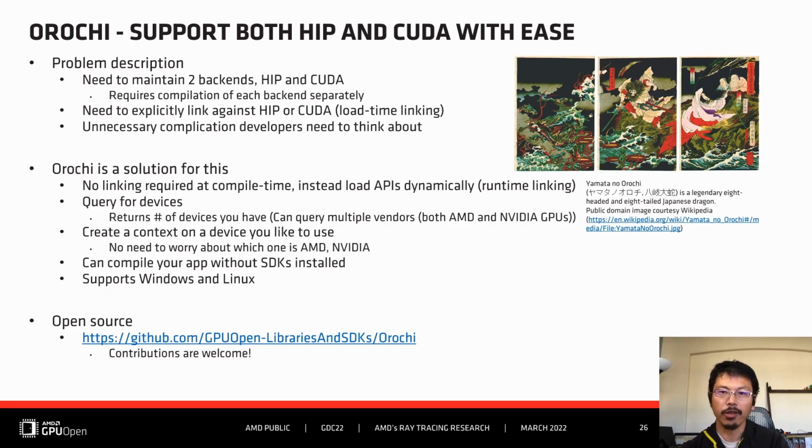And then making a context on the device is very simple. You just need to tell the library that, hey, I want to make a context on device 1. And you do not need to think about whether this is an AMD device or NVIDIA device at all. The Orochi library is open source, which you can find here. We have not implemented all the APIs yet, but the core ones we need are already there, so you can use it today.